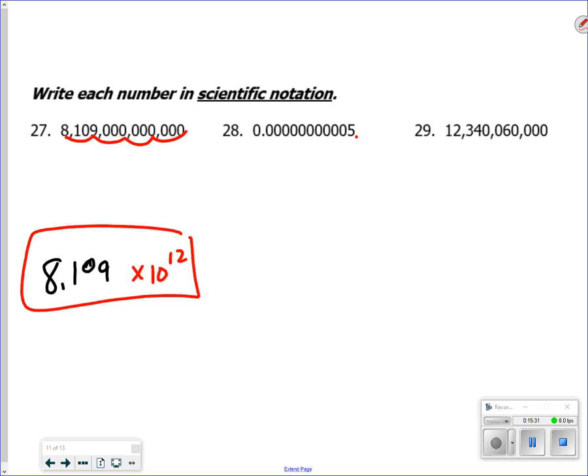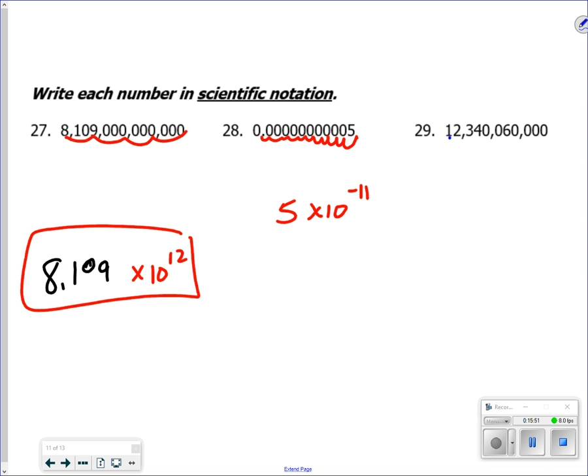Next one, I want the decimal place to be there. So 5 times 10, and now I'm counting decimal places. 3, 4, 5, 6, 7, 8, 9, 10, 11, and we're talking about a small number, so times 10 to the negative 11th.